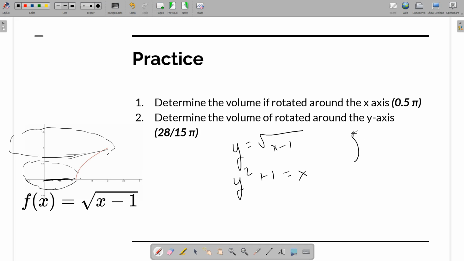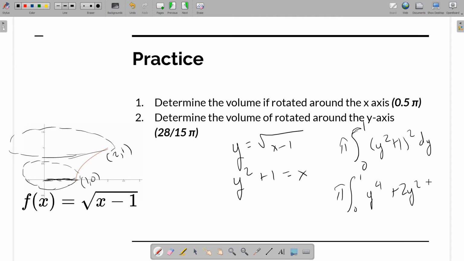And so I'm going to integrate from, where am I going from here? Again, I just want to pay attention to what the inverse would be. So 1 and 0, and then 2 and 1. So I'm going to go from 0 to 1 now. And I put that pi on the outside because it's pi r squared. And then this is going to be y squared plus 1, all squared, dy. I want to properly expand that out before I integrate. So 0 to 1, y to the 4th plus 2y squared plus 1 dy.